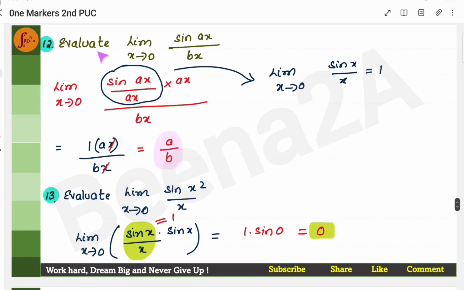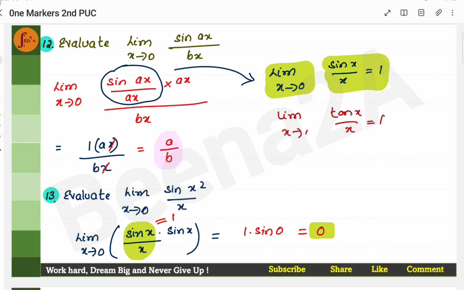Now we'll go through limits for trigonometric expressions. Whenever you see a trigonometric expression, you have to remember a limits theorem. What is it? The limit as x tends to 0 of sin x by x is 1, and another one is tan x by x is also 1. You have to remember both of these theorems whenever you see trigonometric expressions.